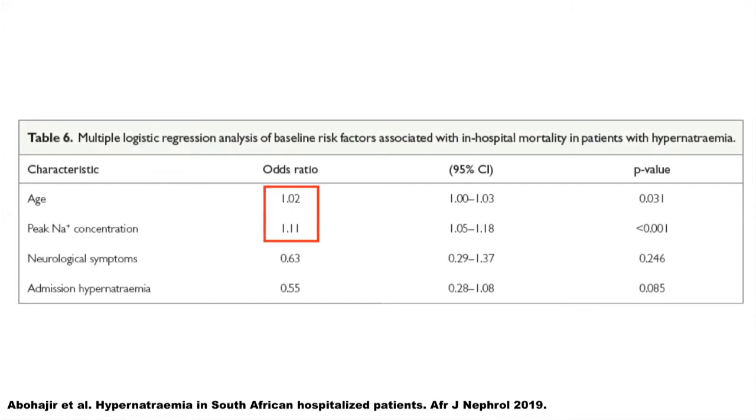So on multiple logistic regression, predictors of in-hospital mortality were age and the peak sodium concentration. So the older you were and the higher your sodium concentration was, the more likely you were to die.